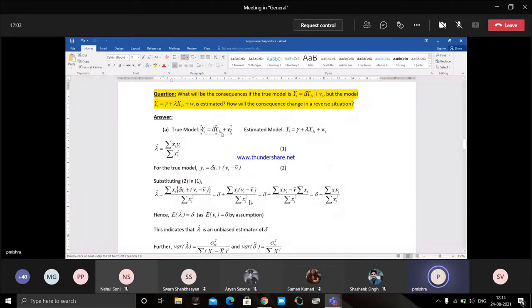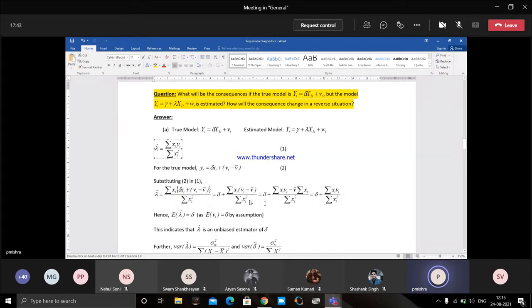Anyway, so this is the true model, and this is what we are estimating. Now, once we estimate, this is the OLS estimator of lambda. But from the true model, we have this. As we take deviation from the arithmetic mean, we have this from the true model. As we replace this in the OLS estimator, we basically have this expression. As you can see, delta will come out. Then in the numerator, I will have summation of small xi square. In the denominator also, I have the same. So that part will be cancelled out.